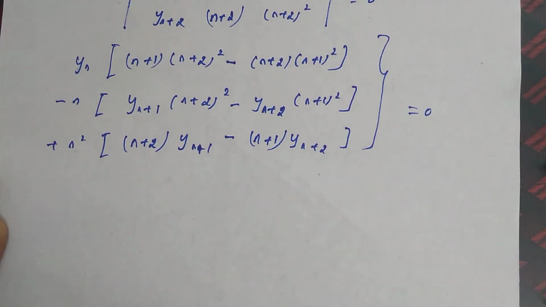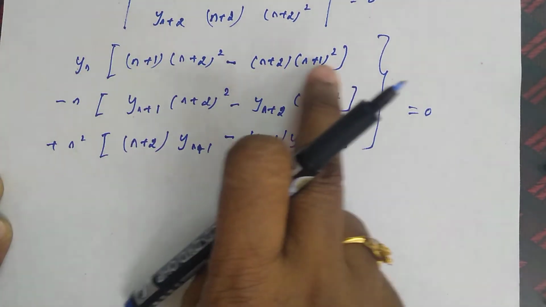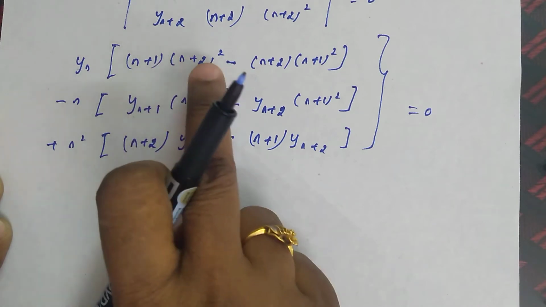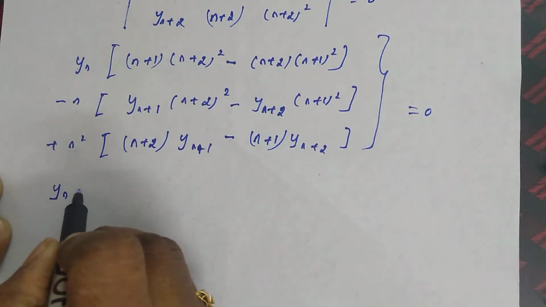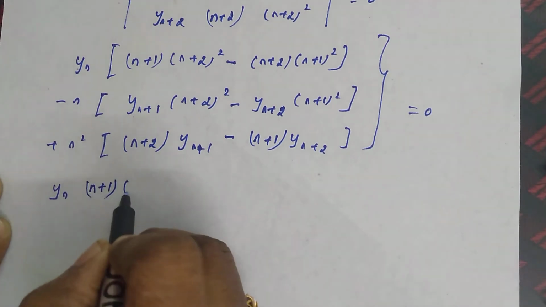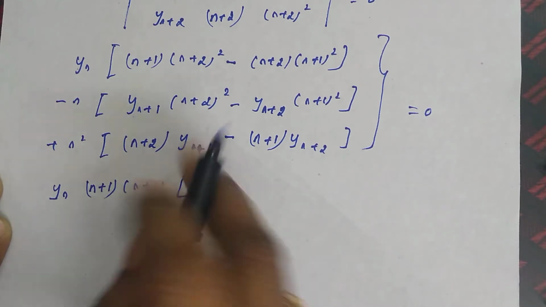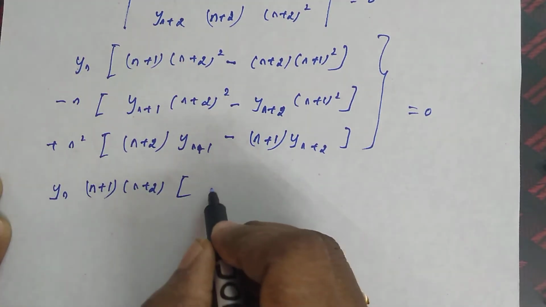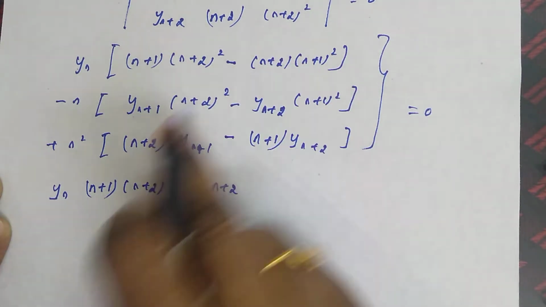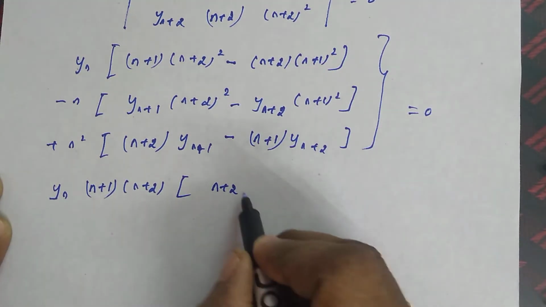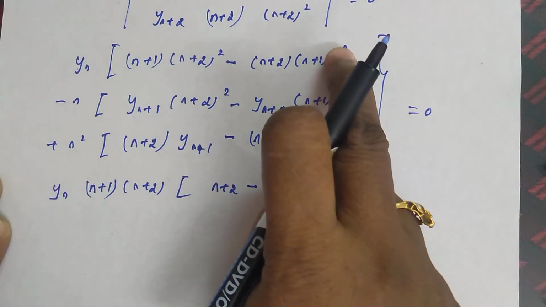While arranging the terms, first look at y(n) into, in these two terms we have n plus 1 and n plus 2 in both the terms. So we can take that outside. So y(n) into n plus 1 into n plus 2 we have taken outside. Now write the remaining. What is the remaining? Here n plus 1 is removed, so only n plus 2. And here n plus 1 and n plus 2 we have taken outside, so minus n minus 1. This is only from the first term.